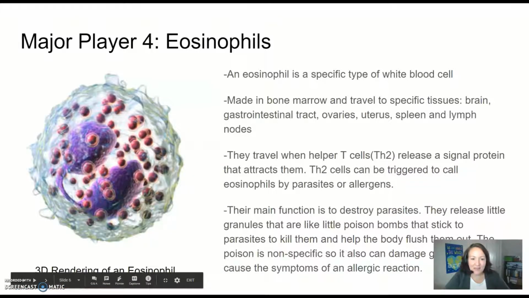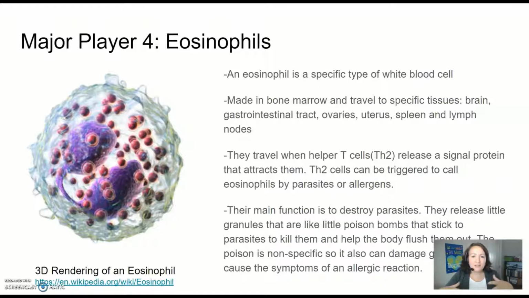All right, next player is now the eosinophil, and so there are lots of layers to your immune system. It isn't the only thing that happens, but in EoE, the next one that's really important really are eosinophils, and that is a very specific type of white blood cell. It's made in the bone marrow, and it travels to specific tissues. So typically that means the brain, the gastrointestinal tract, like your guts, ovaries, uterus, spleen, and lymph nodes.